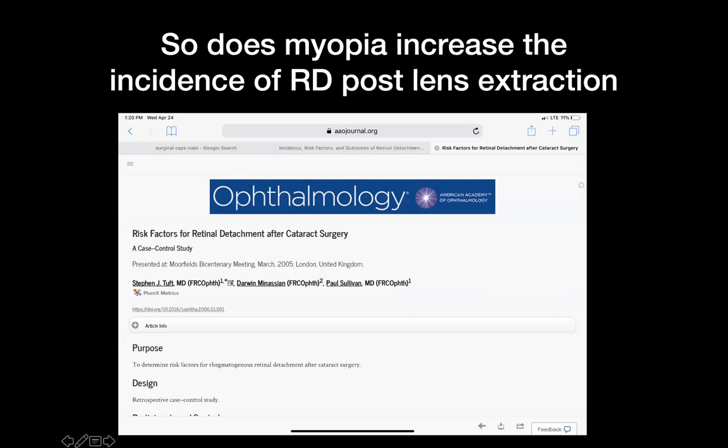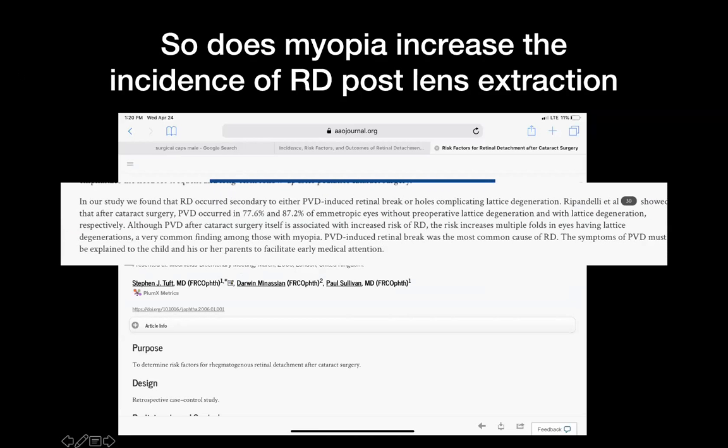Another study that was published in Ophthalmology about the risk factors for retinal detachment after cataract surgery found that retinal detachment occurred secondary to either PVD-induced retinal breaks or holes, or complicated lattice degeneration, and that after cataract surgery, PVD occurred in 77% and 87% of emmetropic eyes without preoperative lattice degeneration and with lattice degeneration, respectively. So PVD happened more in patients with lattice degeneration.